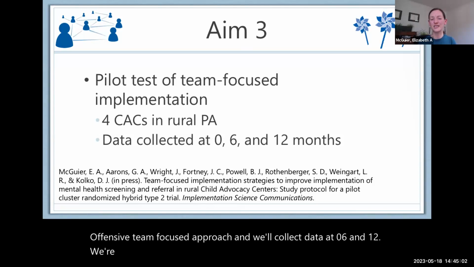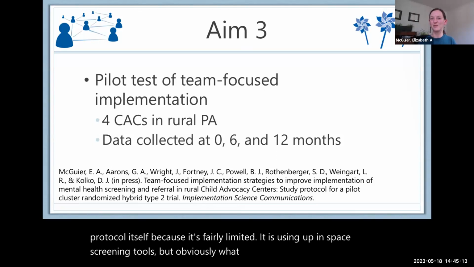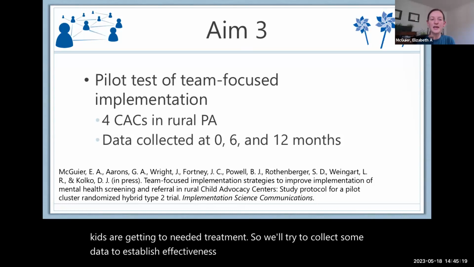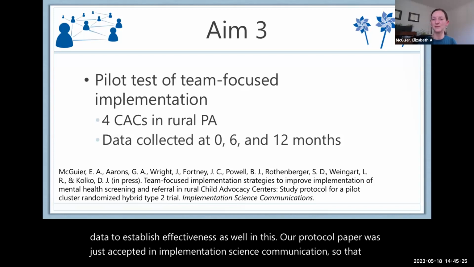We're also going to try to collect some effectiveness data on the protocol itself because it's fairly limited. It is using evidence-based screening tools, but obviously what we want to see is that more kids are getting to needed treatment. So we'll try to collect some data to establish effectiveness as well. And our protocol paper was just accepted in Implementation Science Communications, so that should be out soon, hopefully.